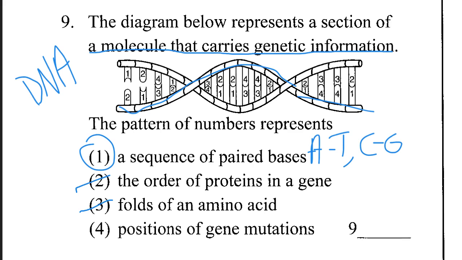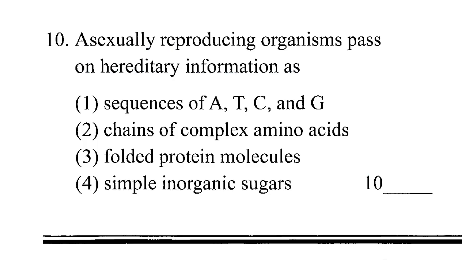The positions of gene mutations. Since we don't know what the original sequence was in our molecule up here, we don't know if there are any mutations. Without knowing the original sequence, we cannot determine if there's a mutation in the current sequence. So 4 is incorrect. Number 10.